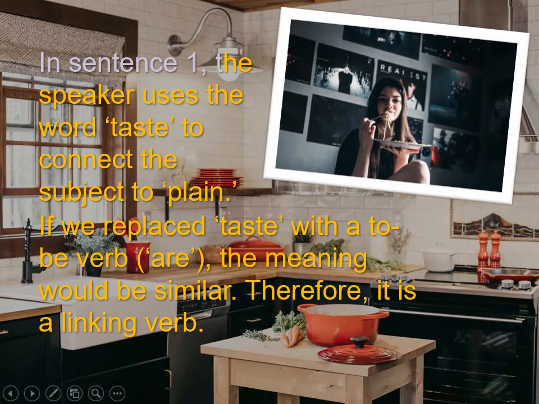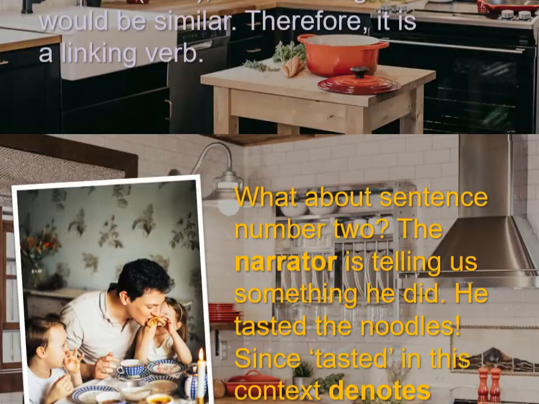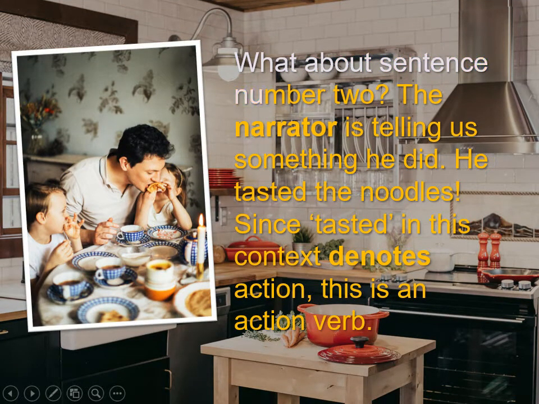In sentence 1, the speaker uses the word taste to connect the subject to plain. If we replaced taste with a to be verb, are, the meaning would be similar. Therefore, it is a linking verb. What about sentence number 2? The narrator is telling us something he did. He tasted the noodles. Since tasted in this context denotes action, this is an action verb.